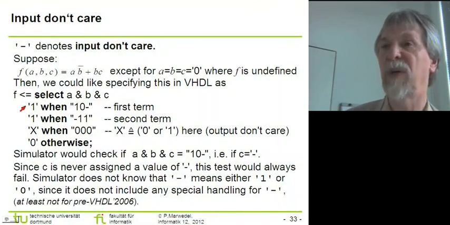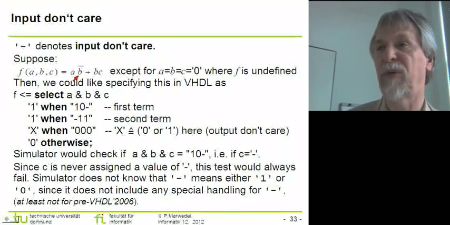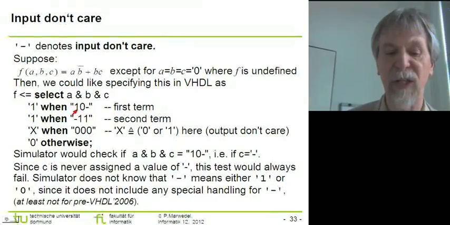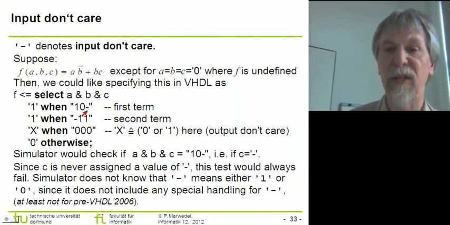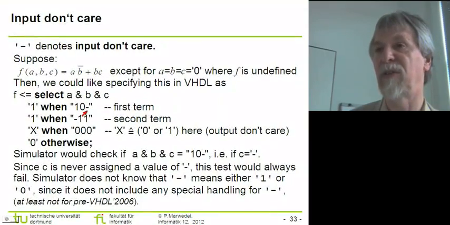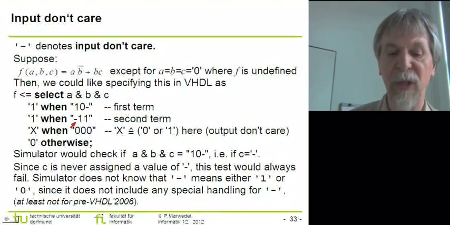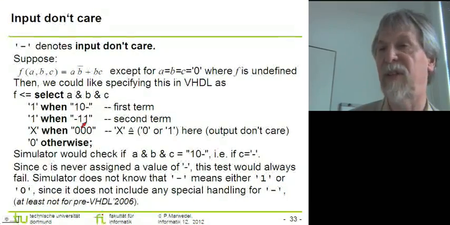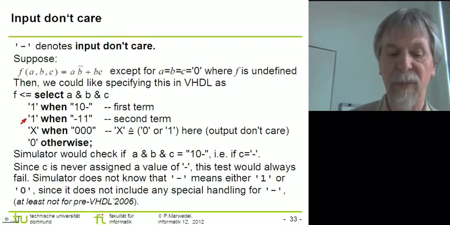To describe this function conveniently, we generate a 1 whenever the first term provides a 1, which means we provide a 1 if a is equal to 1 and b is equal to 0. We don't care about the third variable there, therefore we put this input don't care. We do the same for the second term, where we don't care about the first variable, but in case the second and third variables are 1, we would like to generate a 1.